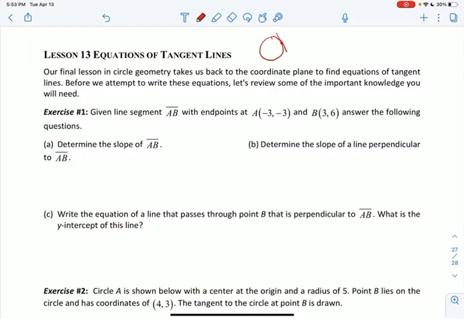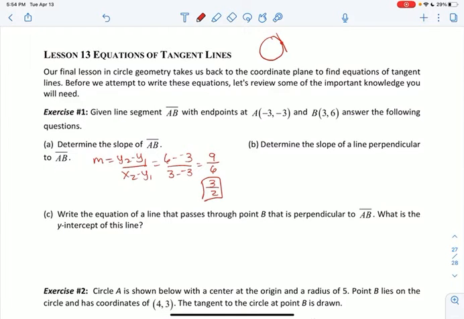Given line segment AB with endpoints at A and B, answer the following questions. We're going to find the slope of AB. Remember, slope is the change in y over the change in x. So we're going to take our y's and subtract them. That goes on top, 6 minus negative 3. We're going to take our x's and subtract them. That goes on the bottom, 3 minus negative 3. Remember, a minus negative is a plus positive. So I have 9 over 6, and I want to simplify that. Those are both divisible by 3, so I'm going to get 3 halves.